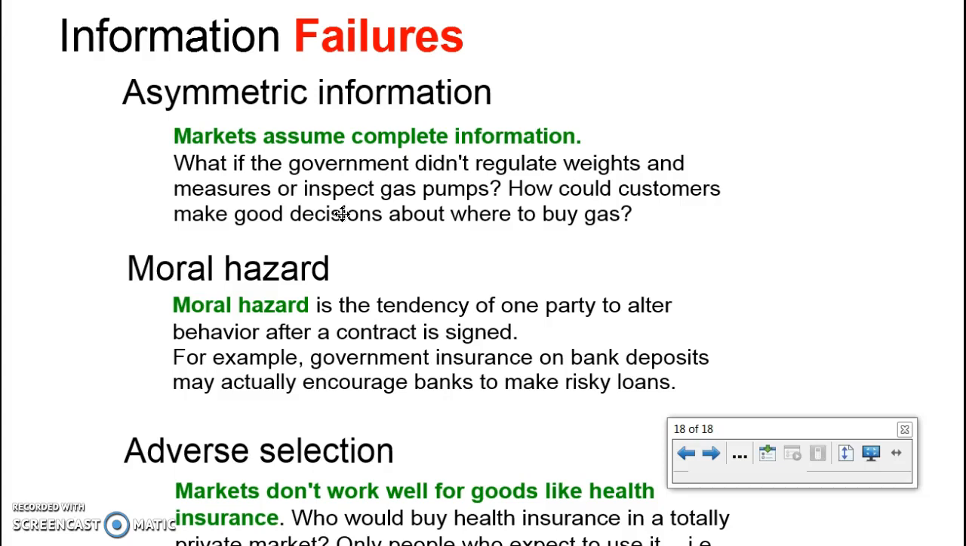So number 1 is asymmetric information. This is an information failure. Markets assume complete information, especially perfect competition assumes perfect information, which means the buyers really understand what they're getting. And you know, we don't necessarily know. So for example, if the government didn't regulate weights or measures or inspect gas pumps, we wouldn't know exactly what was in the gas. We would be counting on the person who's selling it to us to be telling us the truth. So the government steps in frequently to deal with asymmetric information.